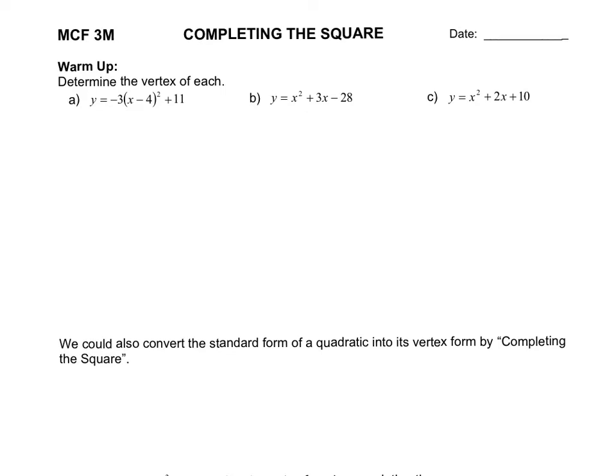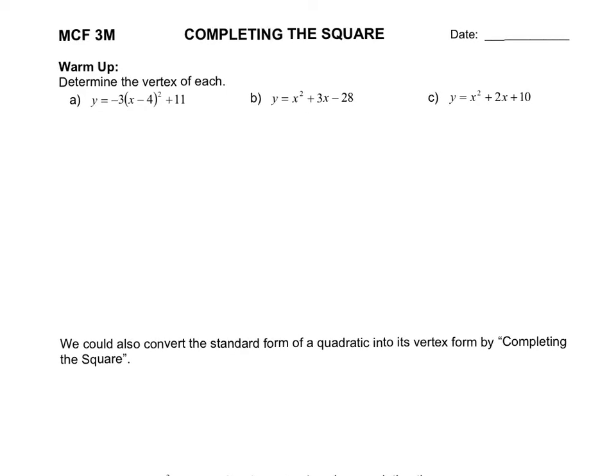Okay, the first one has a vertex of 4 and 11, and that's because this is directly in vertex form. We also know that this parabola is opening down and it's narrower than our regular y equals x squared parabola's opening. All right, for the next one, it's standard form.